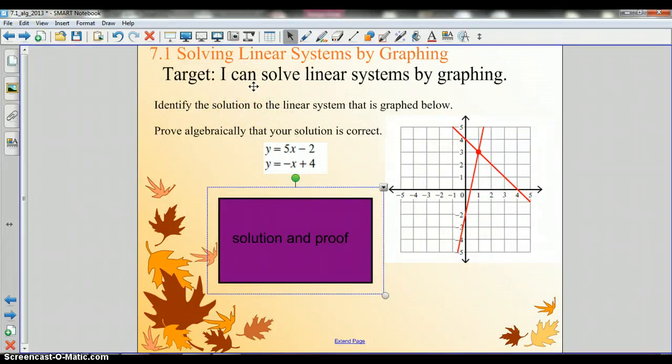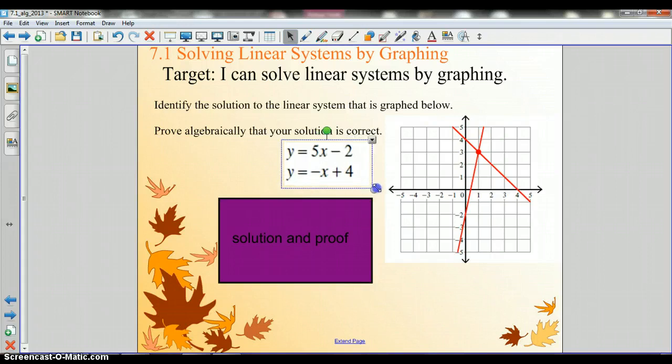Next, we're going to actually learn how to solve linear systems by graphing. So to identify the solution to a linear system that is already graphed, and then we're going to prove algebraically that your solution is correct. So here we have a linear system, which is 2 equations graphed on the same set of axes.